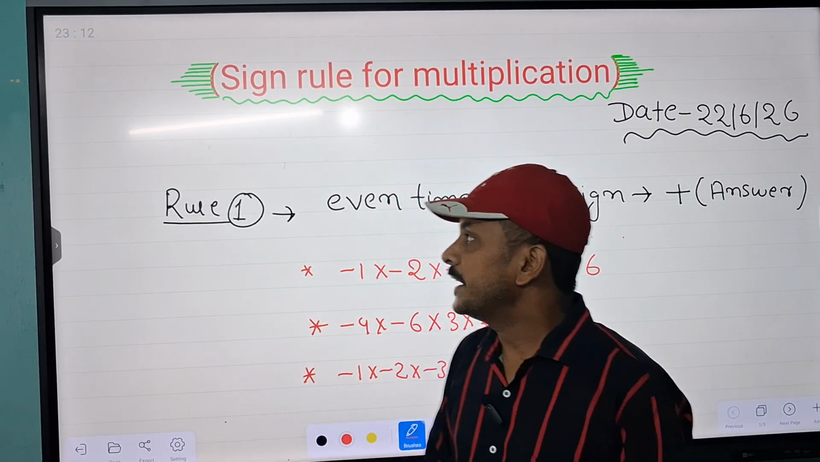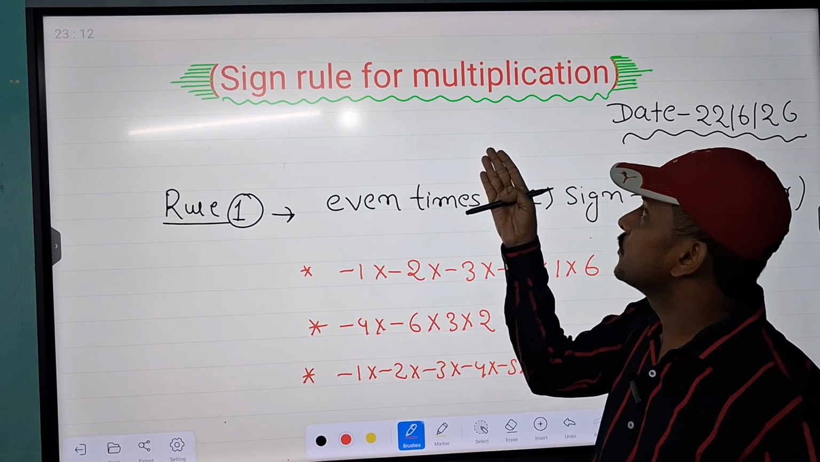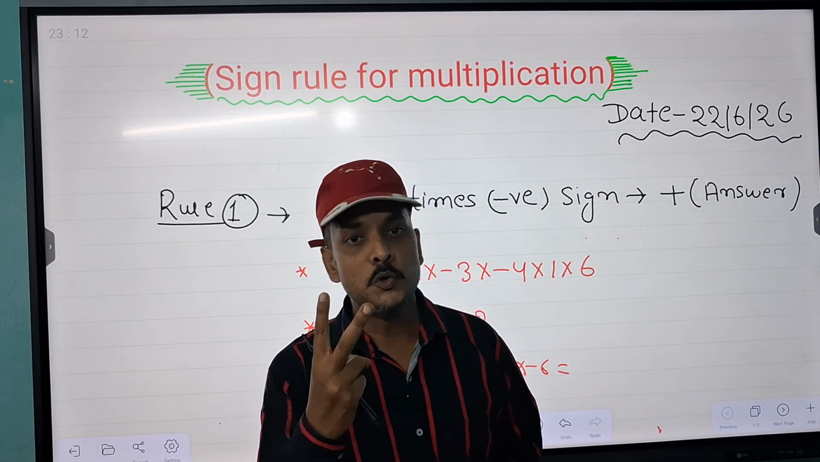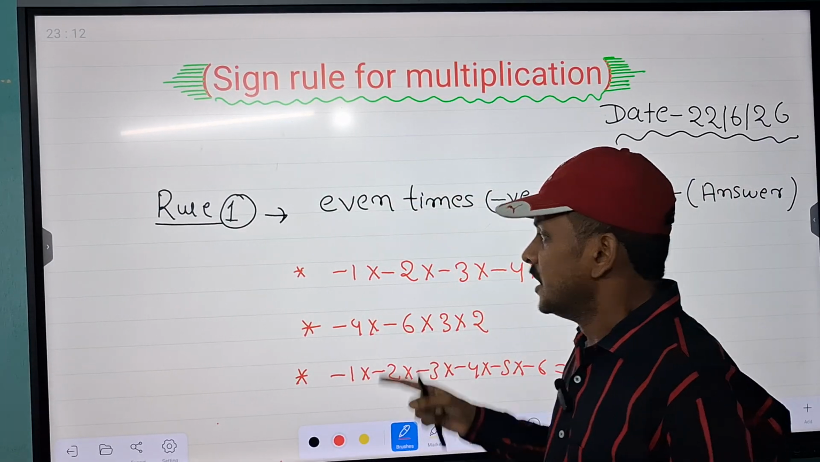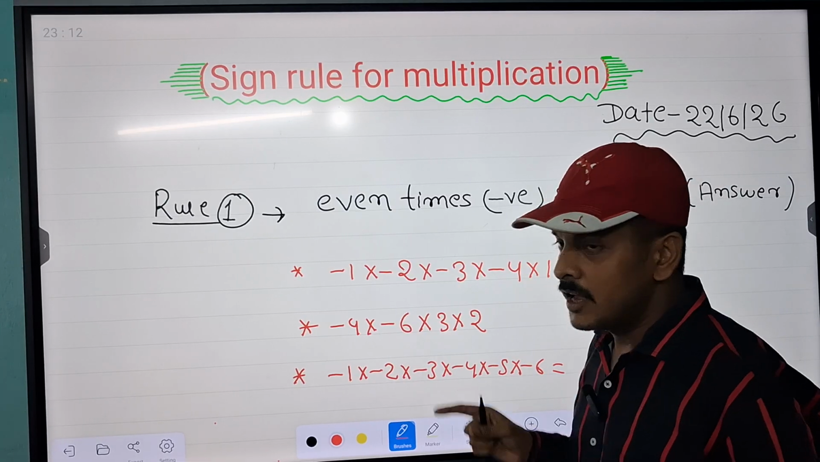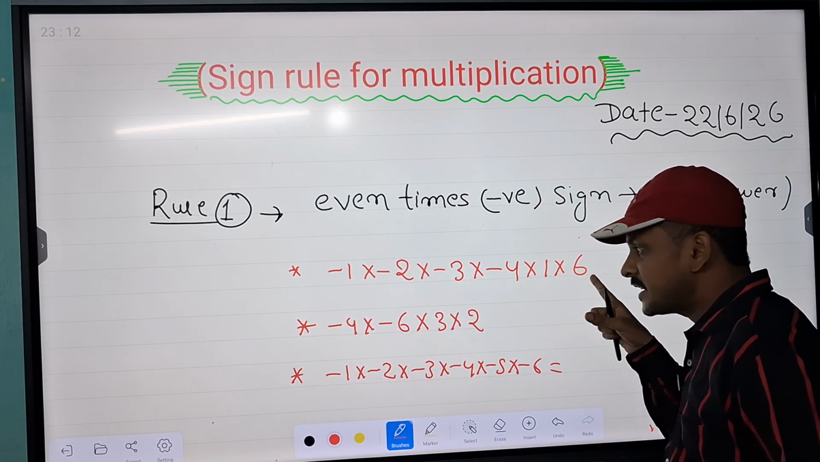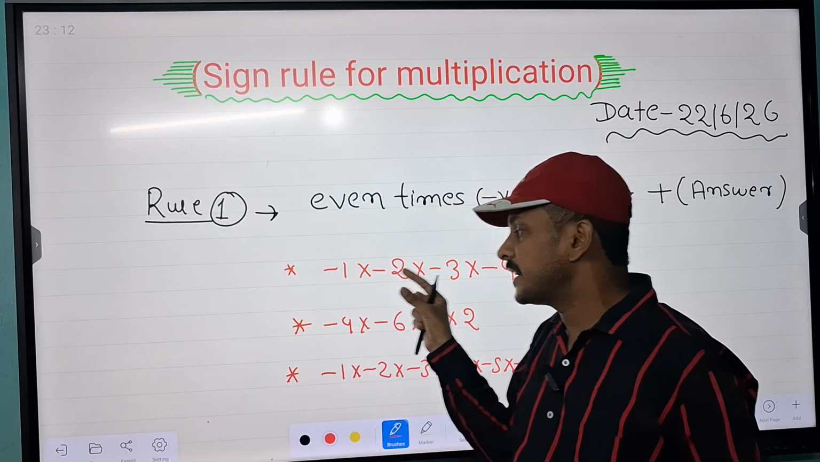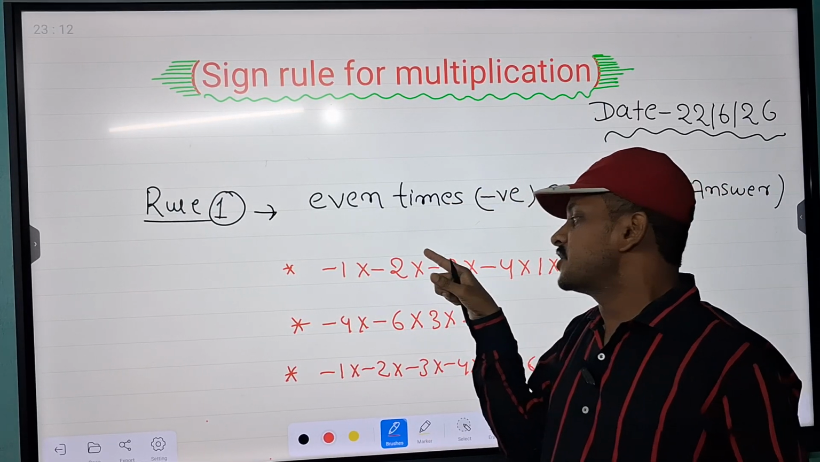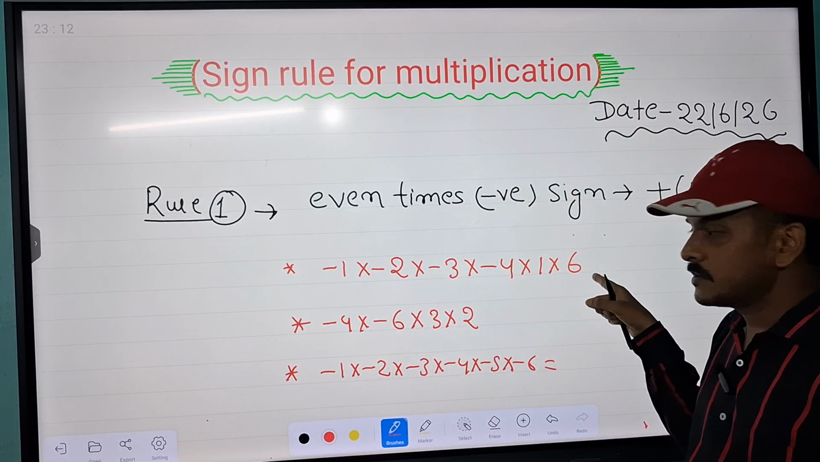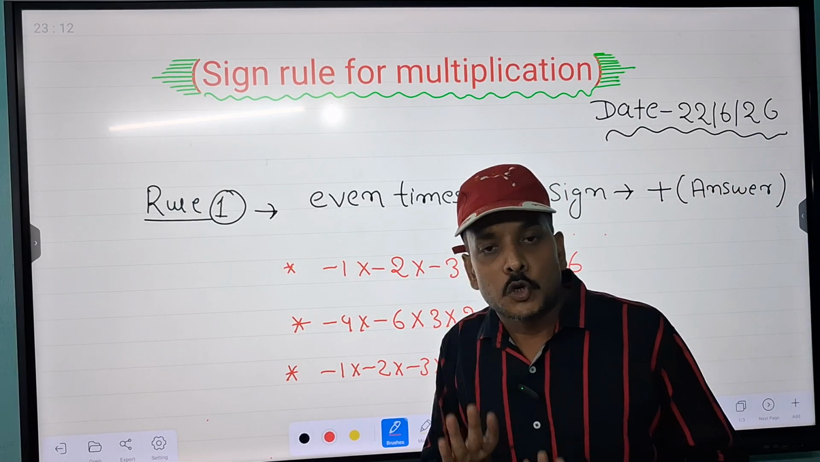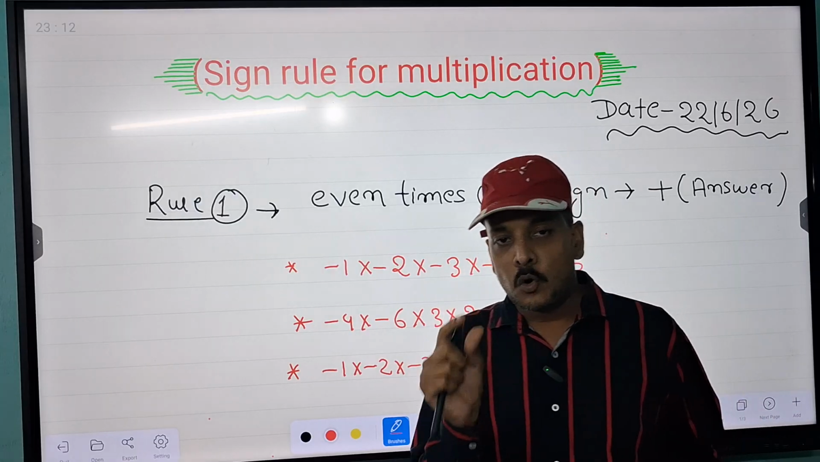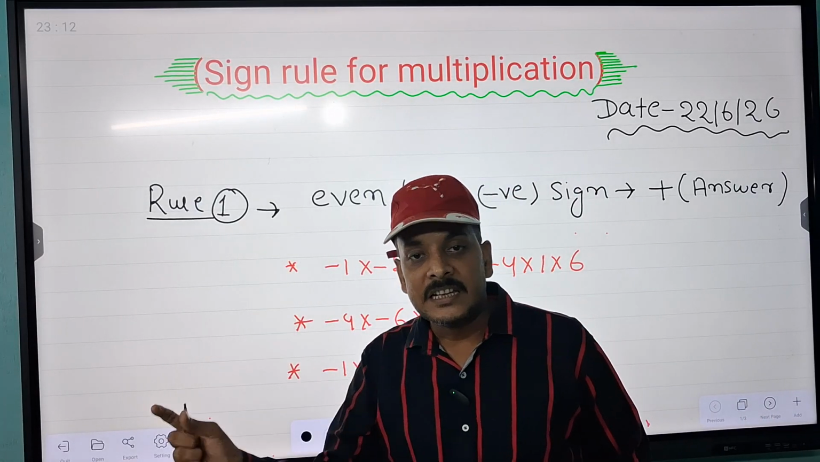Today, I will explain the sign rule for multiplication, in which I will explain two simple rules. Rule one: if you have many terms in multiplication, in which negative and positive both signs are there, you don't have to think about the positive sign. You only just count the negative signs.